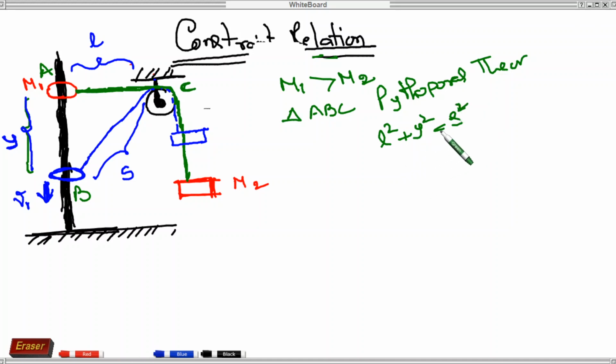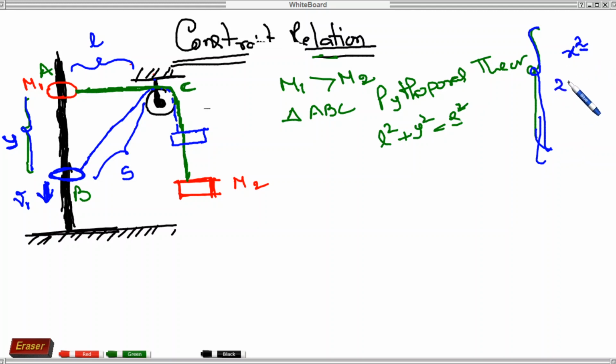So the thing is that here we'll be using differentiation. I think I already told you how to differentiate. Suppose it's x square. When we differentiate, 2 will come out, and here it will be x raised to the power 2 minus 1.